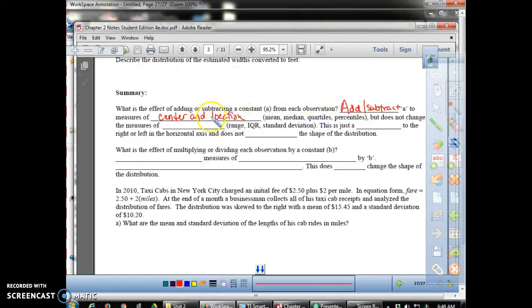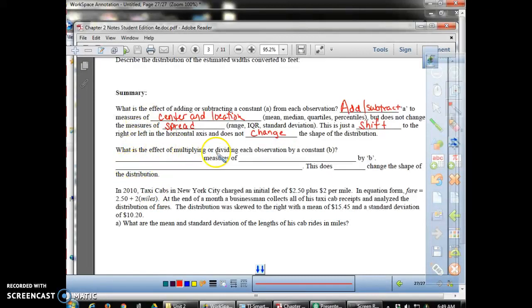But adding or subtracting will not change the measures of spread, such as range, IQR, standard deviation, because it's not really spreading the data out. It's not compressing it, stretching it, that kind of thing. It's just shifting it. So this is just a shift to the right or left in the horizontal axis and does not change the shape of the distribution.